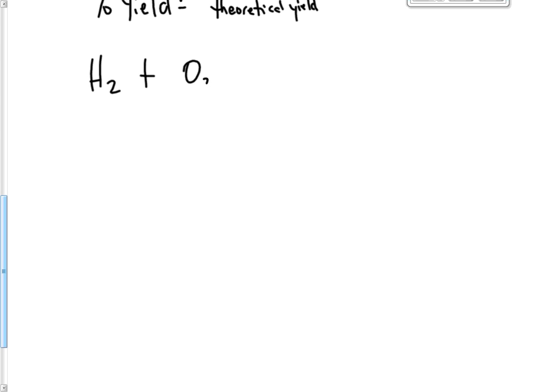So let's do a couple of examples. We're going to start out with a pretty basic equation. H2 plus O2 yields H2O. So again, first thing you have to do is balance the equation. All right, so we're going to put a 2 here and a 2 here, and then there we're balanced.